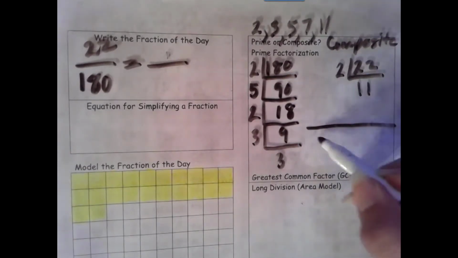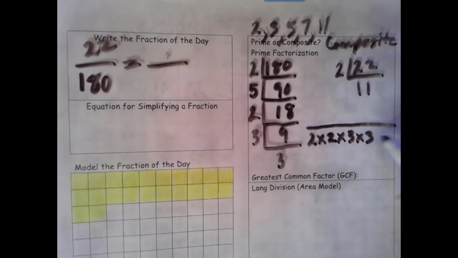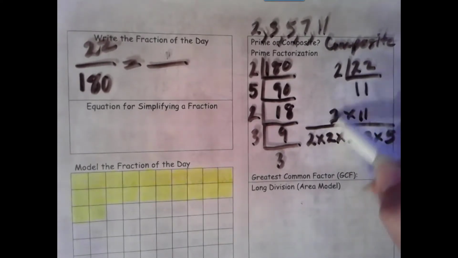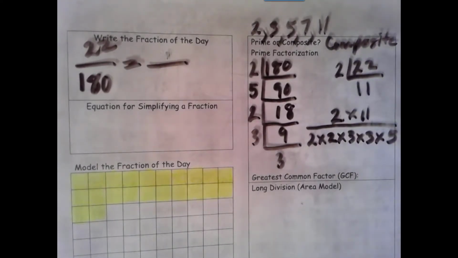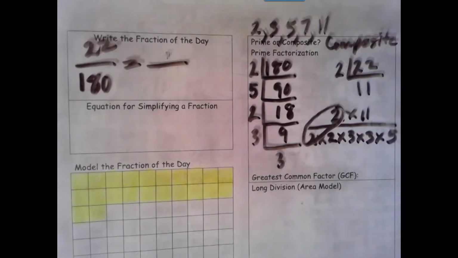Let's go ahead and do our prime factorization. 2 times 2 times 3 times 3 times 5. And then the numerator, 2 times 11. Do you see any factors in common? I see a 2. So that means 2 is our greatest common factor, and our fraction is going to be 11 over 2 times 3 is 6, times 3 is 18, times 5 is 90. So it's going to be 11 over 90.